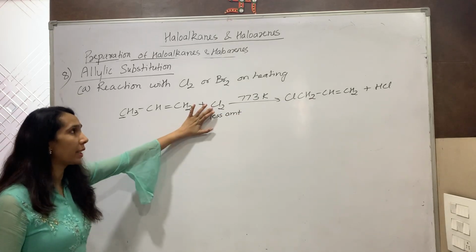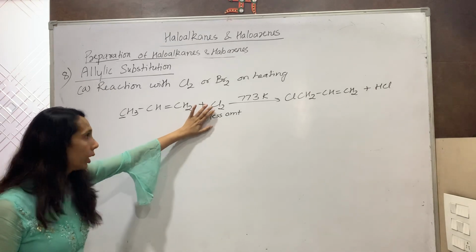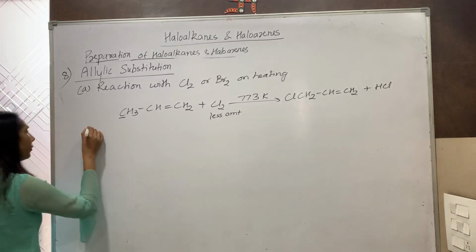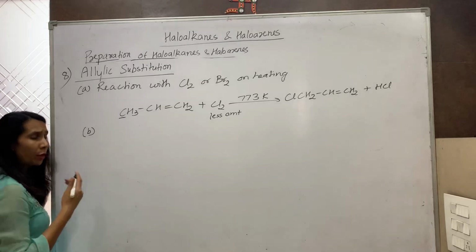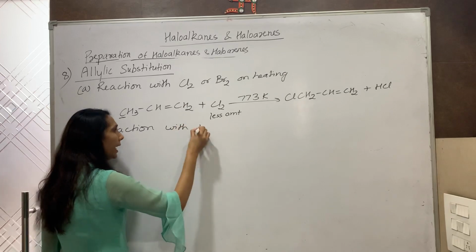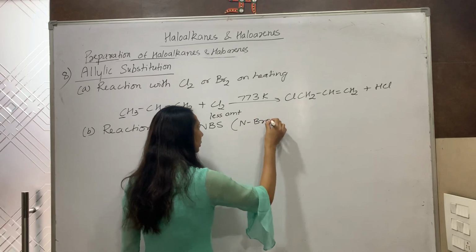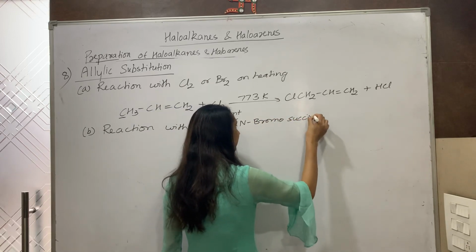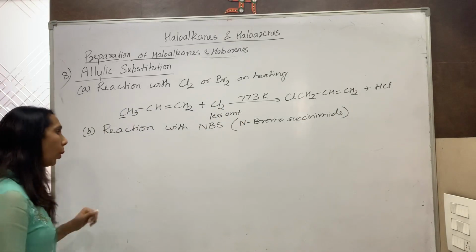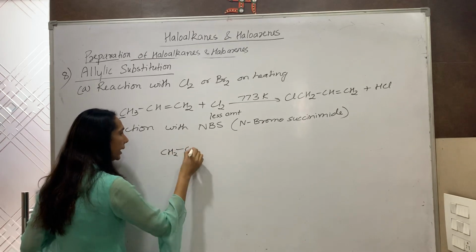The same reaction takes place with bromine, but in these reactions the halogens have to be taken in the lesser amount and it has to be done at a high temperature. Another method of carrying out allylic substitution is by reaction with NBS. NBS is N-bromosuccinimide. Now what is it? This is the structure of N-bromosuccinimide.